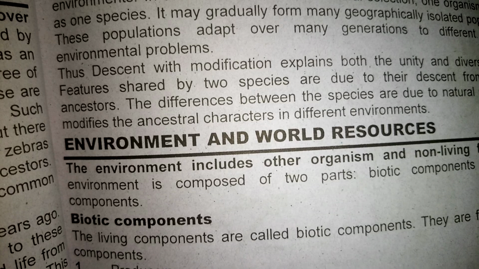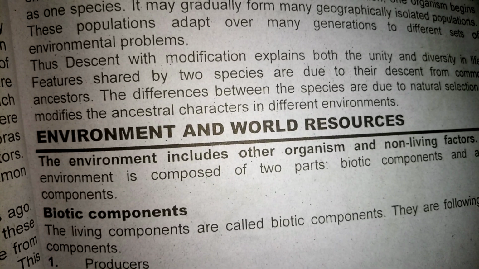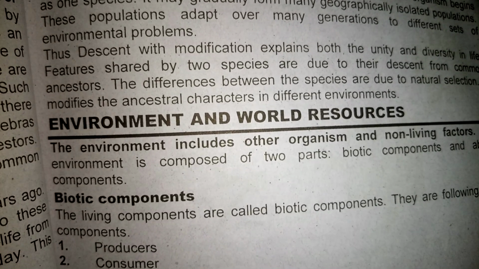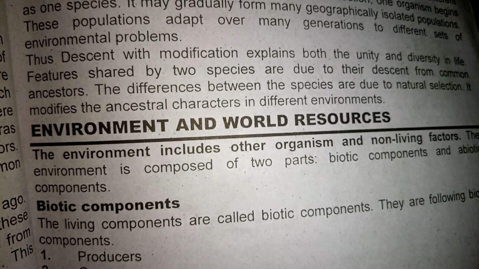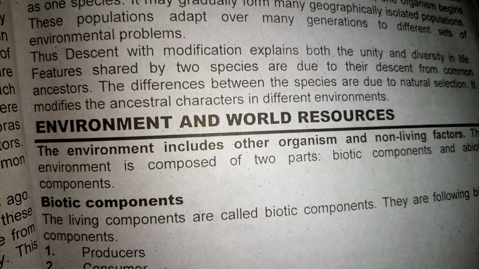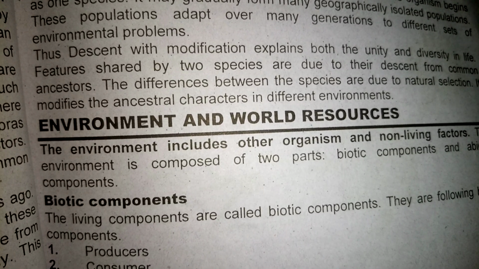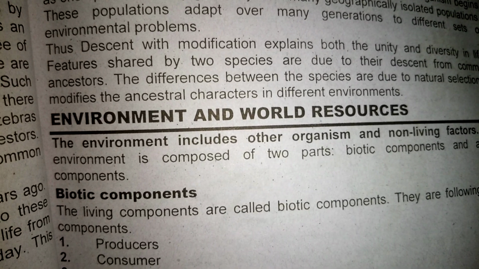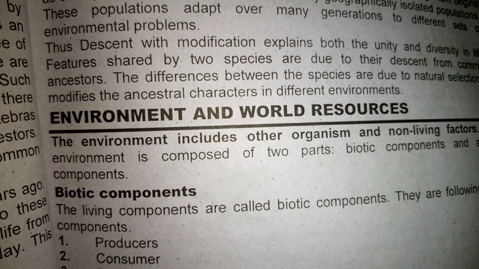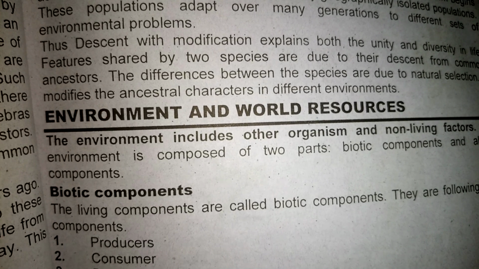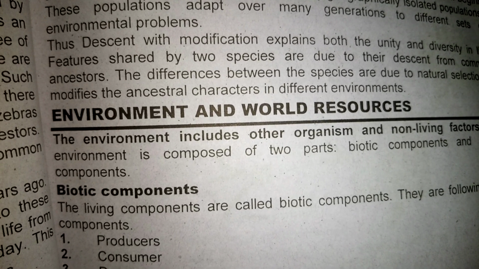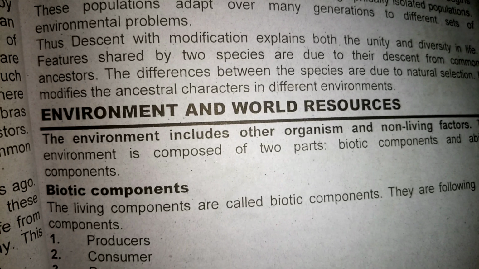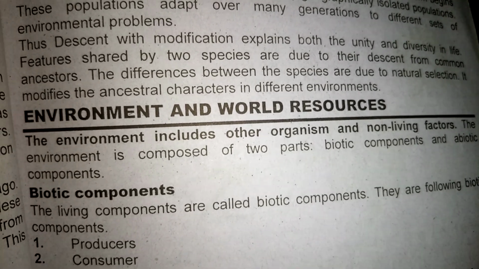Thus, descent with modification explains both the unity and diversity in life. Features shared by two species are due to their descent from common ancestors. The differences between the species are due to natural selection. It modifies the ancestral characters in different environments. Environment and world resources. The environment includes other organisms and non-living factors.